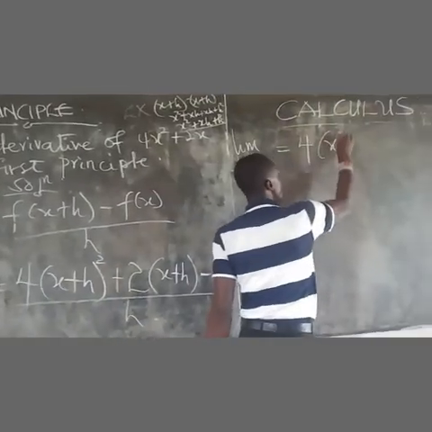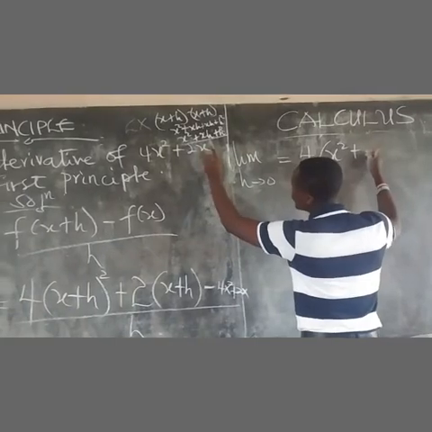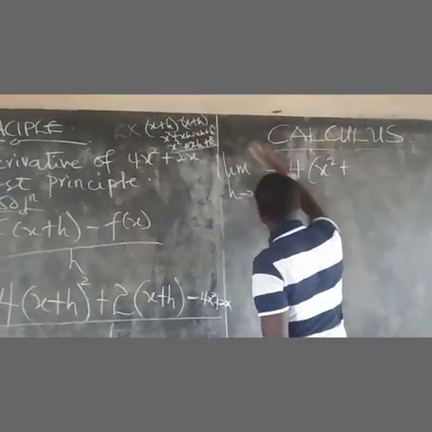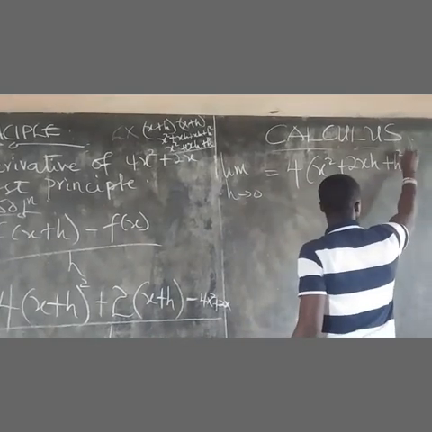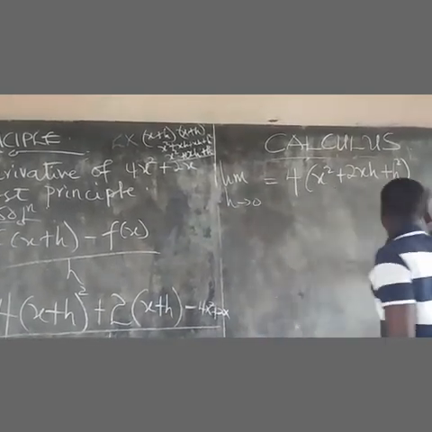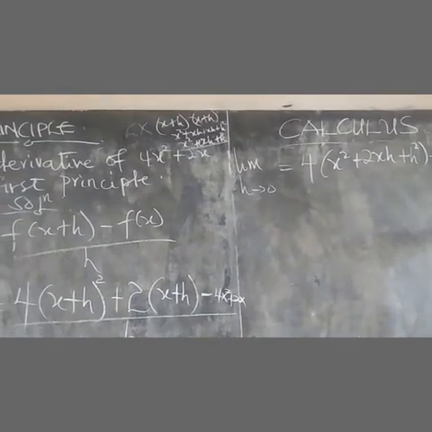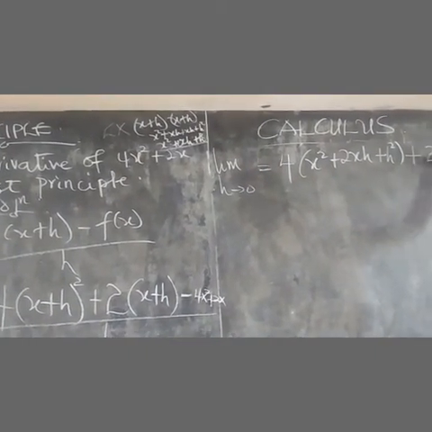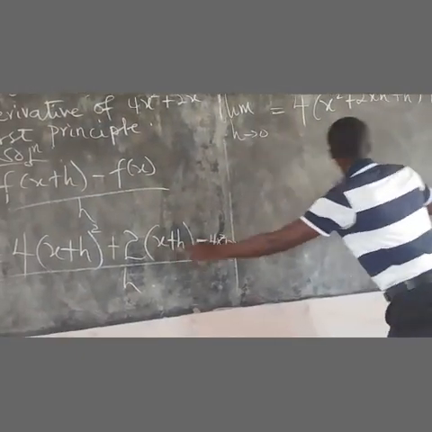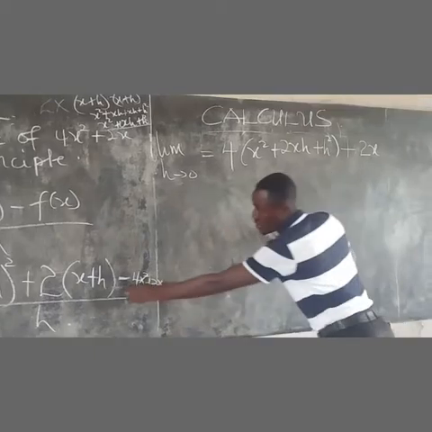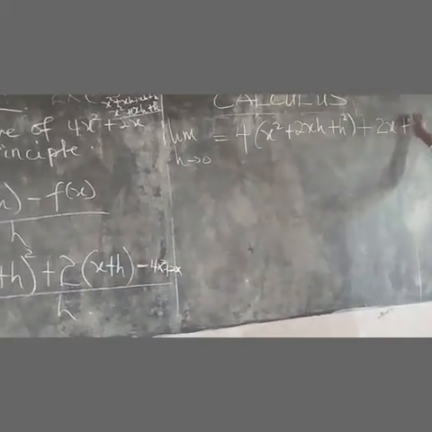So x squared plus 2xh plus h squared minus, what is there? Sorry, we have plus 2. Let's expand this bracket. 2 times x will give you 2x. So write it there. 2 times h will give you 2h. So plus 2h.